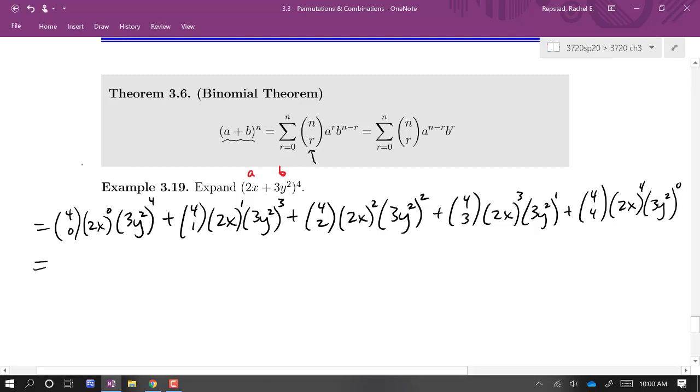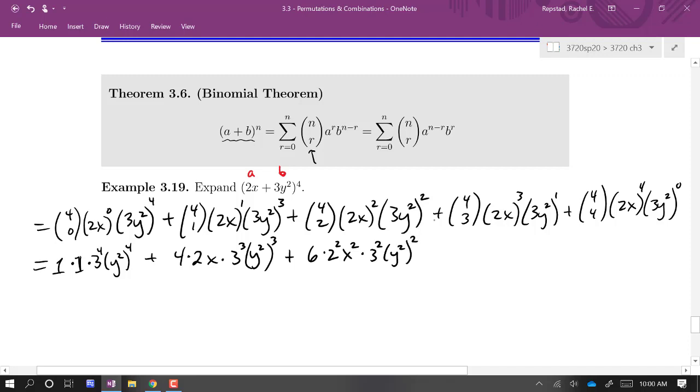So 4 choose 0, that's 1. 2x to the 0 is 1. 3y squared to the 4th, that's 3 to the 4th times y squared to the 4th. And we've got a bunch of algebra that we'll do. 4 choose 1 is 4 times 2x times 3 cubed y squared cubed. 4 choose 2 is 6 times 2 squared x squared times 3 squared y squared squared.